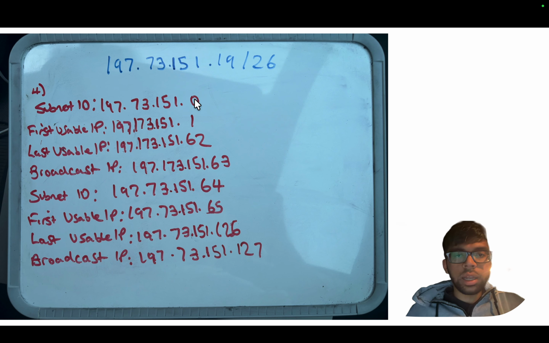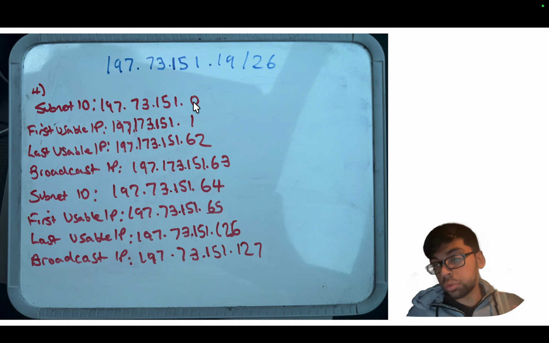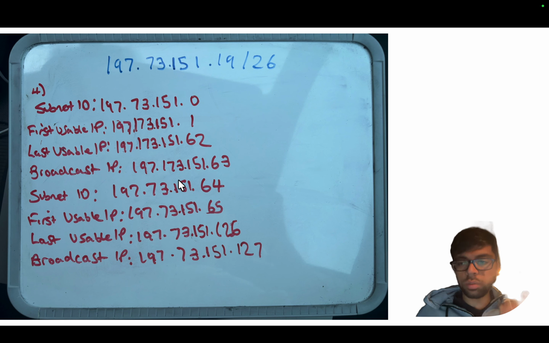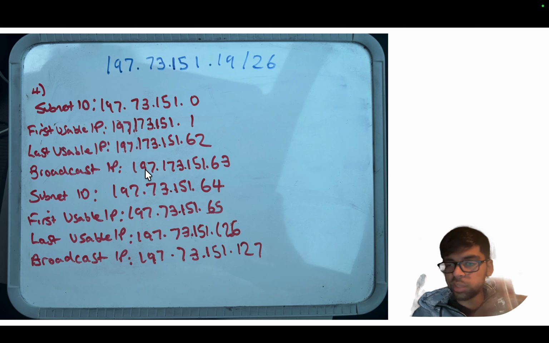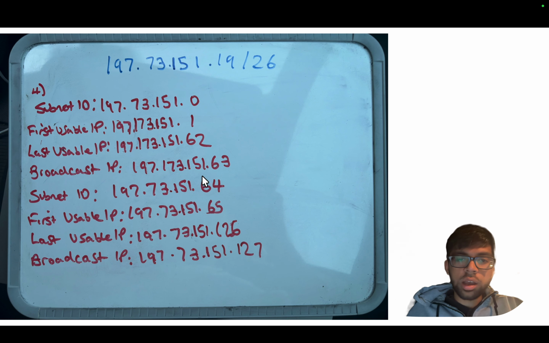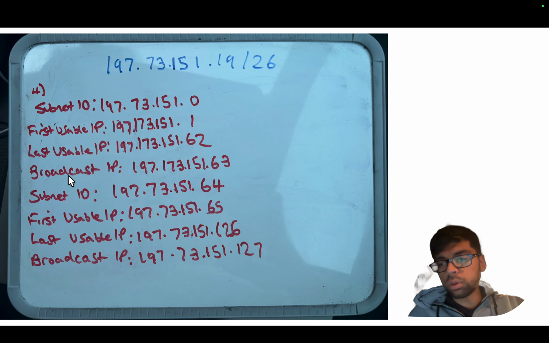What's easier to do is from this subnet ID, let's go to the next subnet ID, because we know that's just adding 64 on. So okay, we add 64 on: 197.73.151.64. That is the subnet ID of the next subnet. Now let's go backwards. Because the broadcast IP address is just the one that's before it. So we just need to take one out, and we get 197.73.151.63. That is the broadcast IP address.